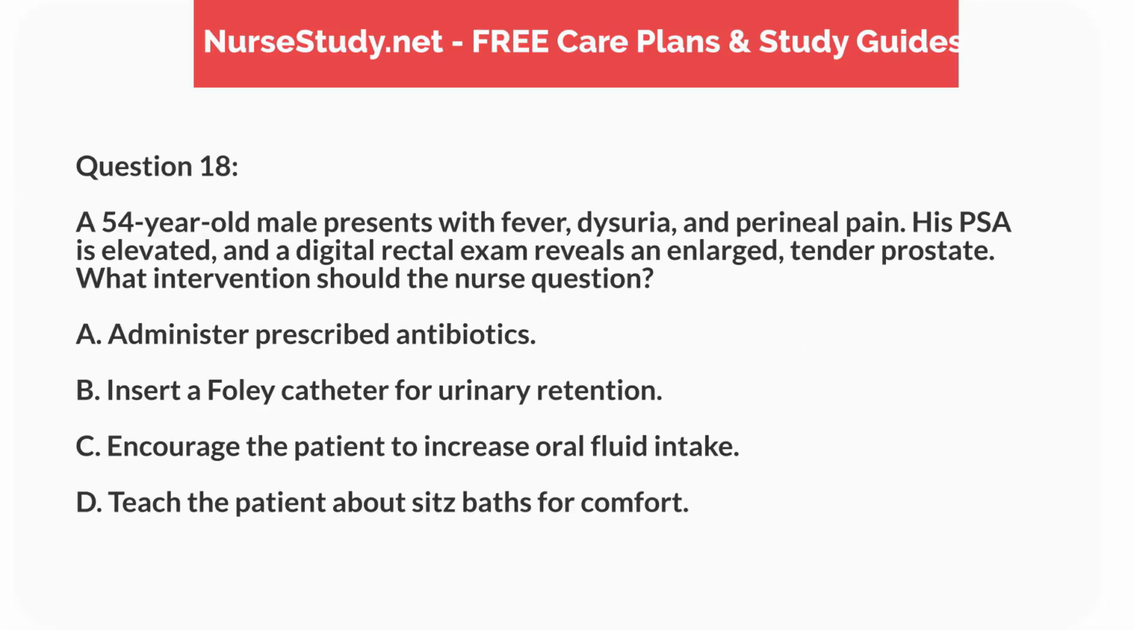Question 18. A 54-year-old male presents with fever, dysuria, and perineal pain. His PSA is elevated, and a digital rectal exam reveals an enlarged, tender prostate. What intervention should the nurse question? A. Administer prescribed antibiotics. B. Insert a Foley catheter for urinary retention. C. Encourage the patient to increase oral fluid intake. D. Teach the patient about sitz baths for comfort.